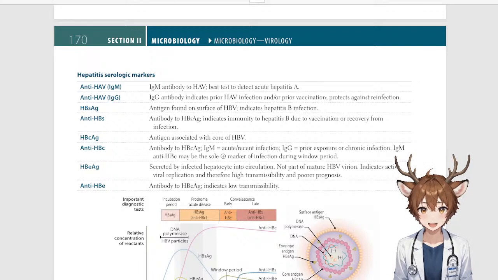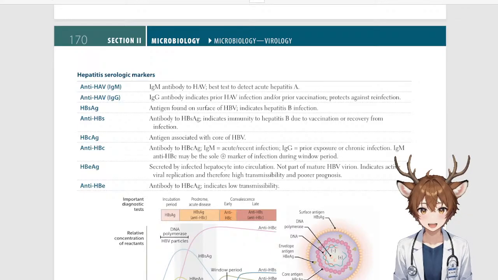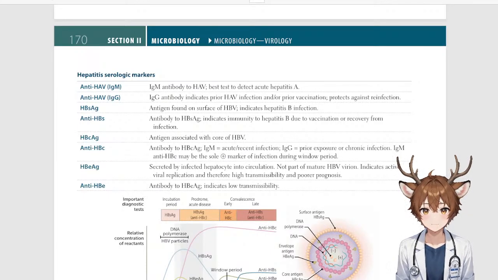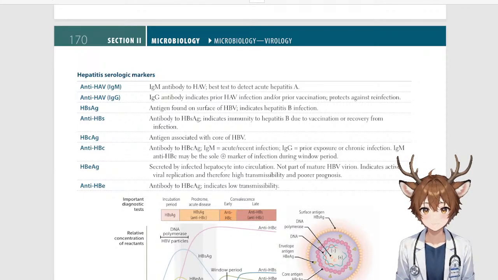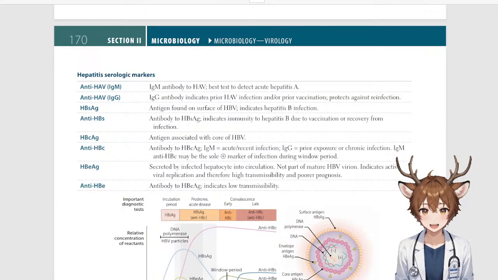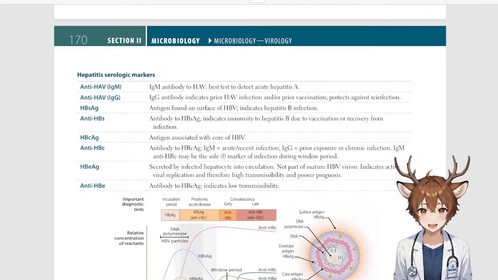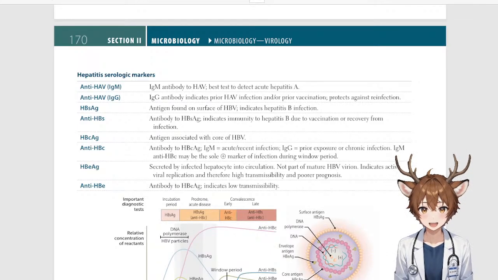HBeAg, HBe antigen, secreted by the infected hepatocyte into circulation, not part of the immature HBV virion, indicates an active viral replication and therefore a high transmissibility and poorer prognosis. So that's important to note that the HBe antigen, the E, is referring to a not part of the mature HBV virion, which means that it's probably actively going on, because if it wasn't actively going through production, it wouldn't have these sort of immature antigens hanging around, basically.